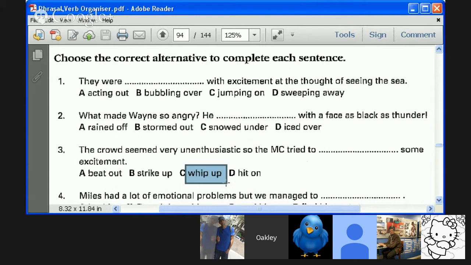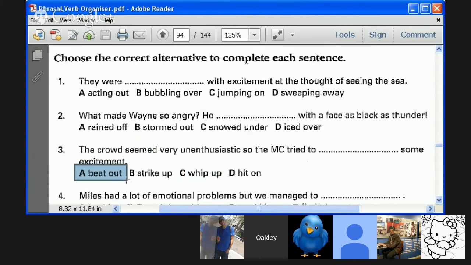And often you will hear whip something up in a totally vague way. I have no idea. I have to do a presentation in 10 minutes. I'm not prepared for it. Oh, I'm sure we can whip up something in the next 5 minutes. Okay. So anything you're creating, and usually quickly. It definitely has that idea of quickly. So the MC tried to quickly create some excitement because the crowd was enthusiastic.